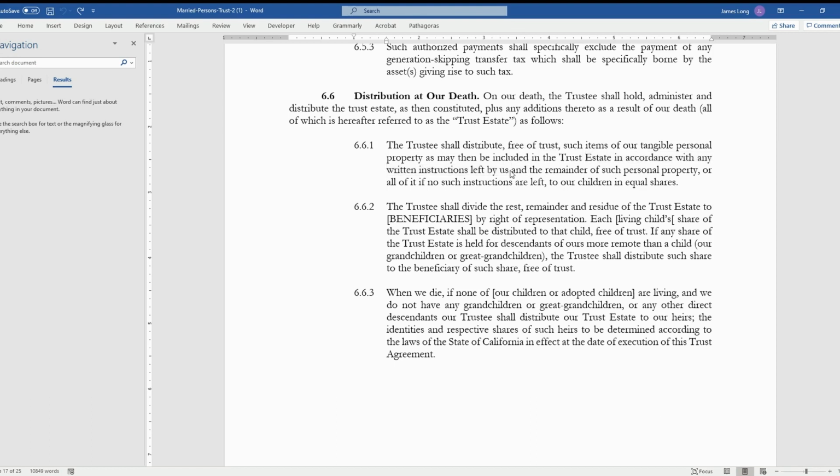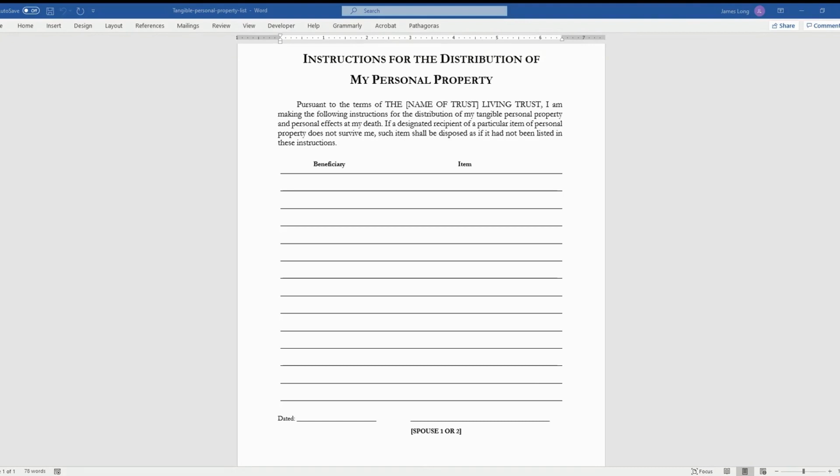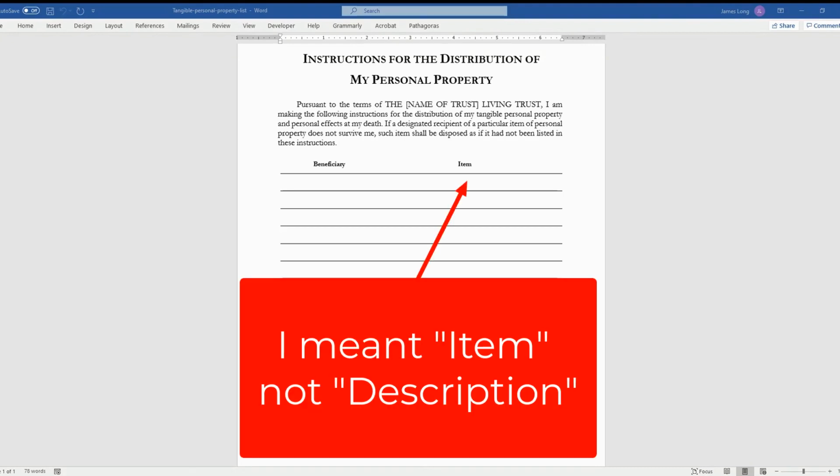All right, what does that mean? Well, you'll look in the forms on the website. There is a form called a tangible personal property list. I'll spell it for you. Tangible personal property list. You'll see that form. You could download it. It's a one-page form. It has 2 columns. One says description and one says beneficiary. And that's where you're going to list all of your personal property and who it goes to.